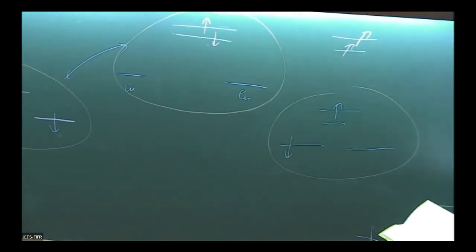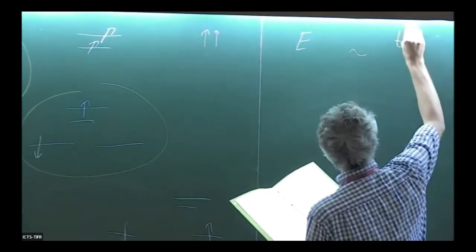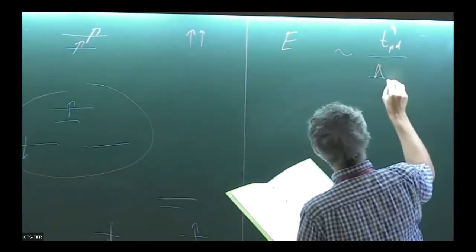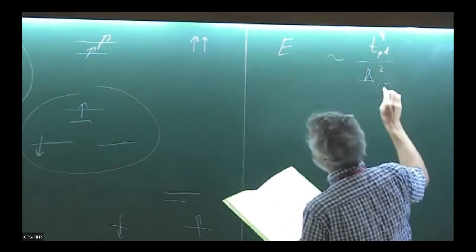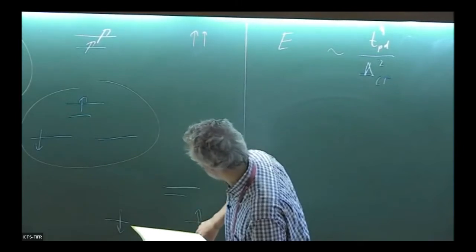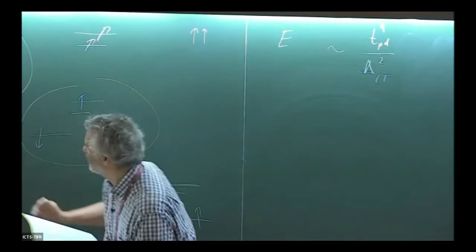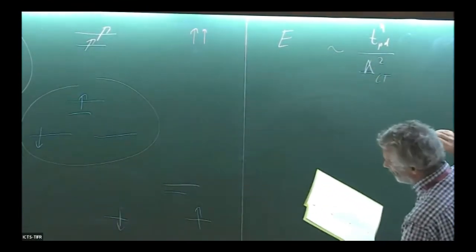So the energy is proportional to t_pd to the fourth power divided by the charge transfer gap squared. This is because we have this process where one electron hops from copper to the oxygen side, and also there. So this is coming from that.